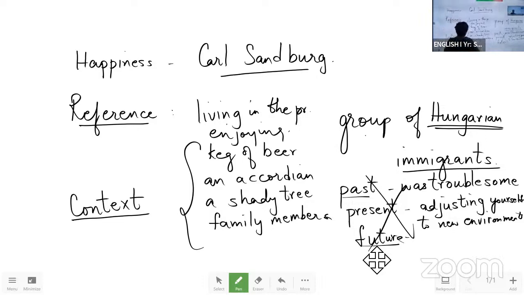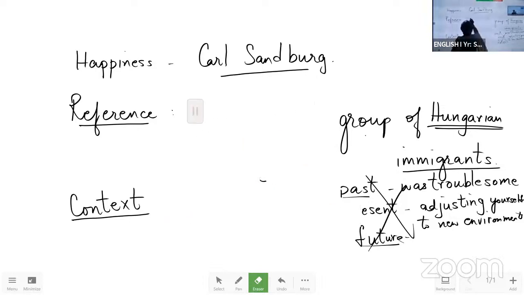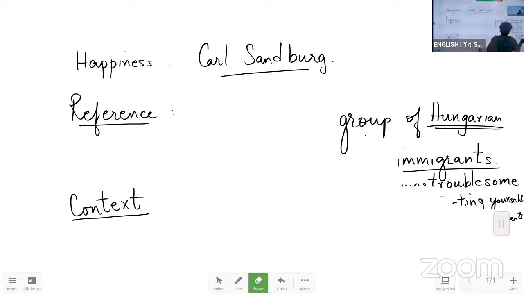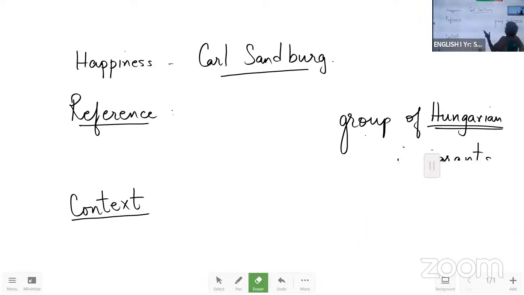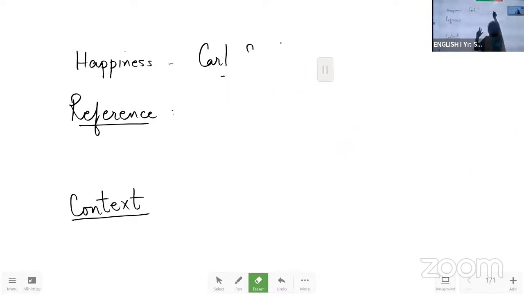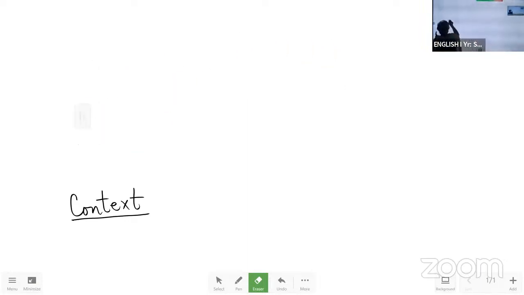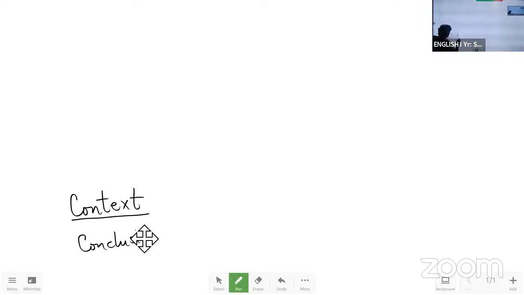So this is how you go about writing, children. Like I said, everything should be clear, and more than anything, underline, highlight the words. This is how you go about writing an annotation. First is the reference, next is the context, and last you can write conclusion. Instead of context, you can write explanation.